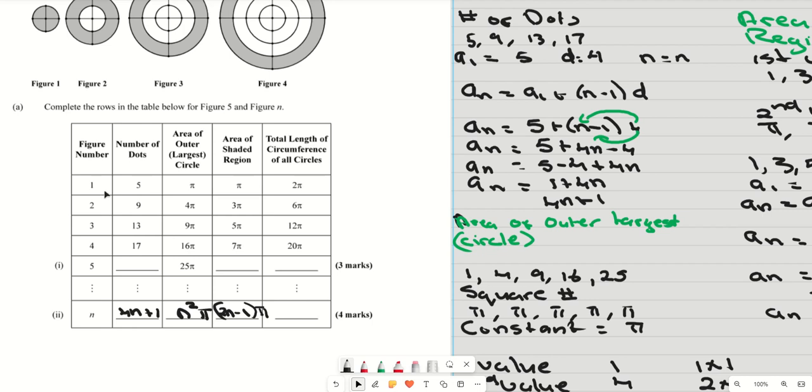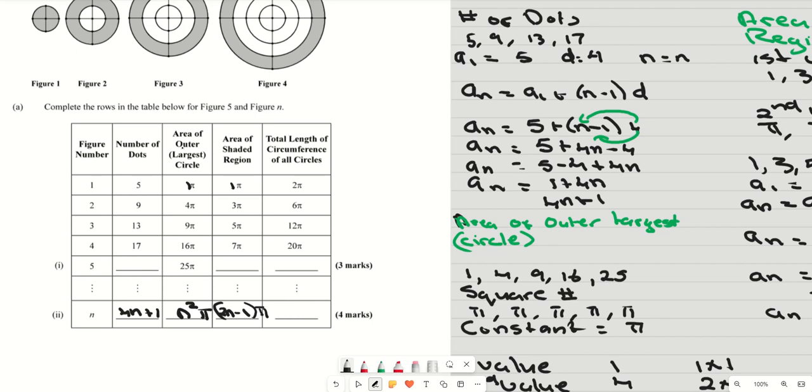Then we're going to compare figure number and each thing. So 1 plus 5 you cannot get to, 1 minus 5 you cannot get to. So you're not using your figure and your number of dots. What about your figure number and your area of outer larger circle? 1 plus, although we're not seeing it, there's a 1 here. 1 plus 1 is 2. Okay. What about 2 plus 4? That is 6. 3 plus 9 is 12. 4 plus 16 is 20.